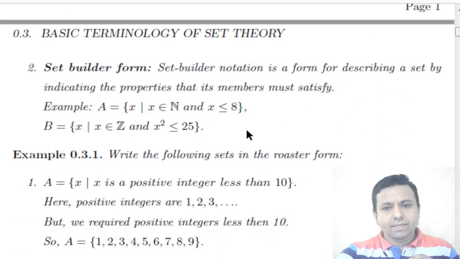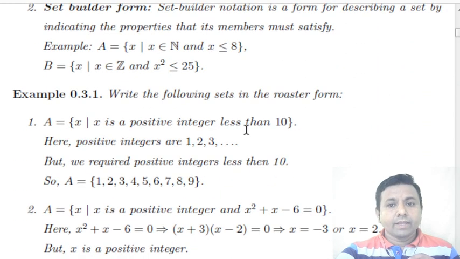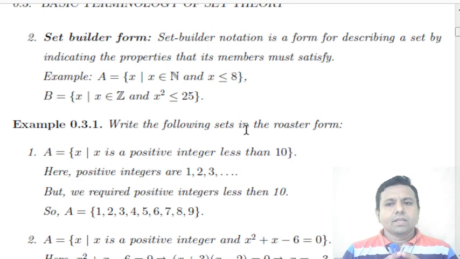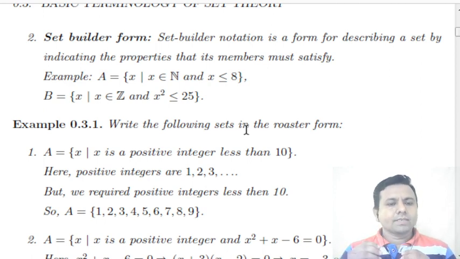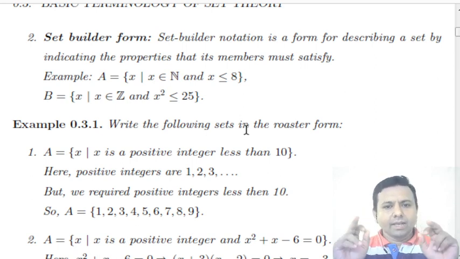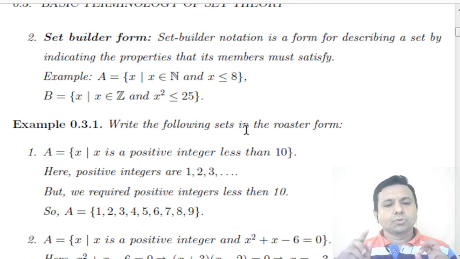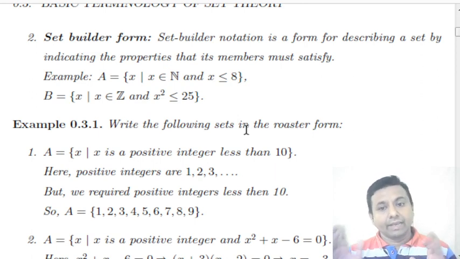Then the second one is the set builder form. In set builder notation, we describe a set by indicating the properties that the members must satisfy. Here we have an example: A equals the set of all x such that x belongs to N, that is a natural number, and x is less than or equal to 8. So this gives us the elements in braces: 1, 2, 3, 4, 5, 6, 7, 8.